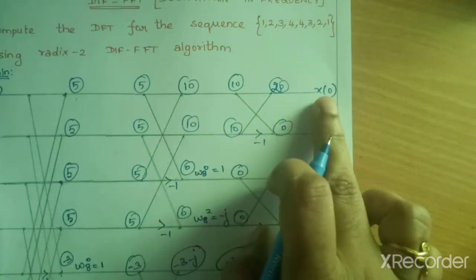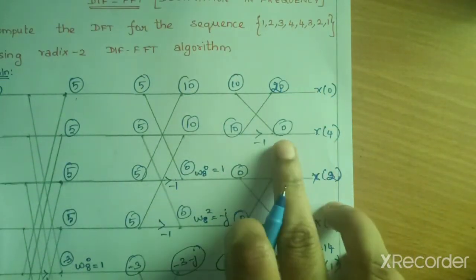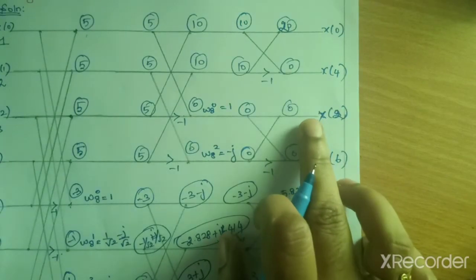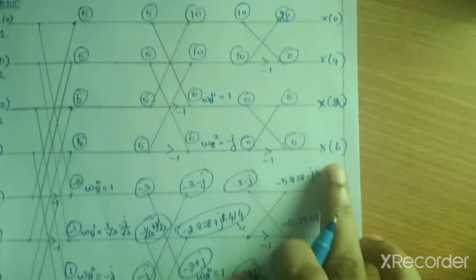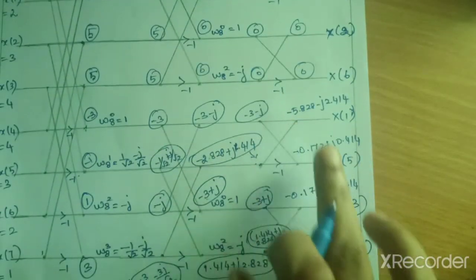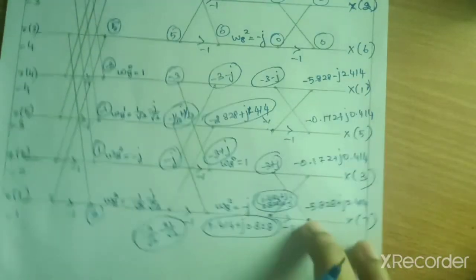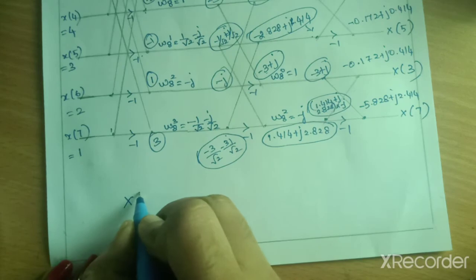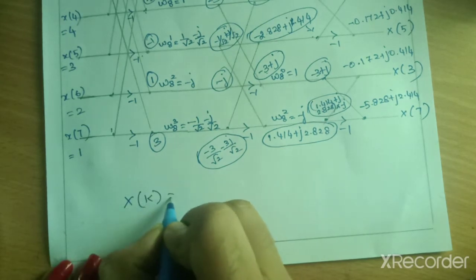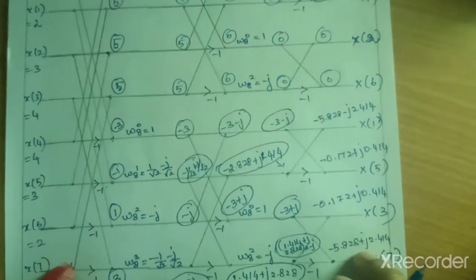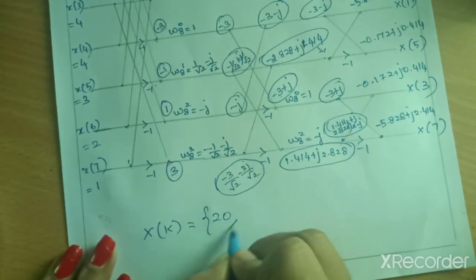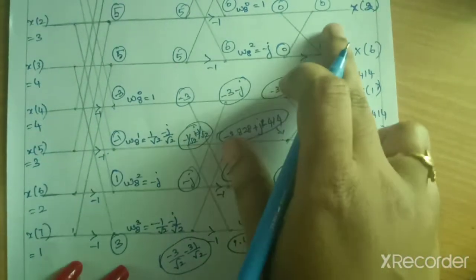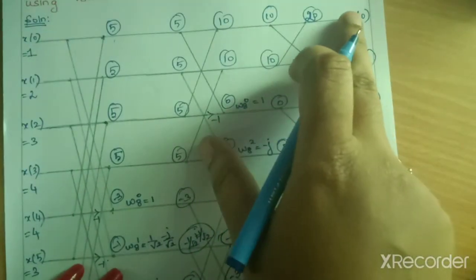So now the value of x of 0 will be 20, x of 4 will be 0, x of 2 will be 0, x of 6 will be 0, x of 1 will be this value. So then you have to write the output. So x of k is equal to, you have to write the value in the order. So x of 0 value will be 20. So first you have to write the x of 0. Next you have to write the x of 1 value. So be careful in filling the value.